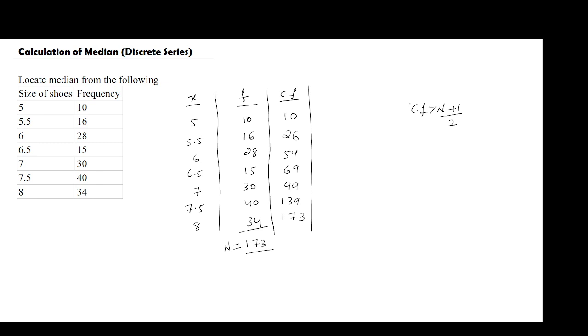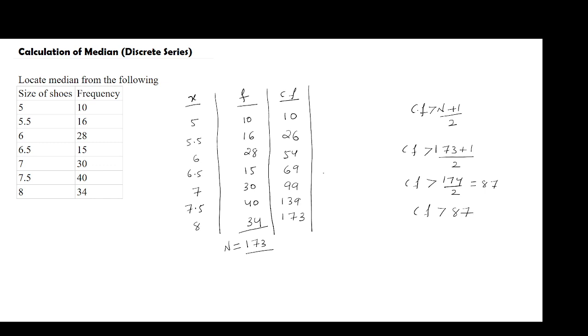Now we have to check whether the cumulative frequency is greater than capital N plus 1 by 2. We'll write it here: cumulative frequency greater than capital N, the total of frequency, 173, plus 1 divided by 2. That is, 173 plus 1 is 174, divided by 2 is 87. So we have to check for cumulative frequency greater than 87.